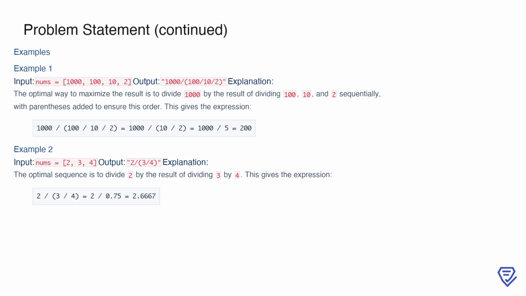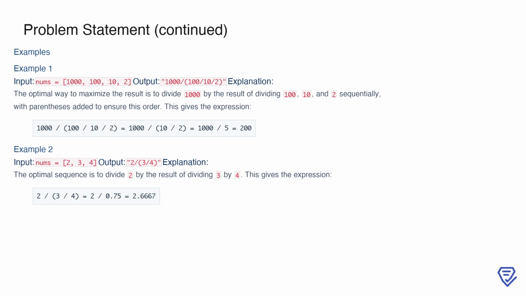In the first example, the input array is 1000, 100, 10, 2. The output is the expression 1000/(100/10/2). By grouping the numbers in this way, we ensure that the result is maximized. The calculation works as follows. First, divide 100 by 10, which gives 10. Then divide 10 by 2, which gives 5. Finally, divide 1000 by 5, resulting in 200. This is the highest possible value we can achieve through optimal grouping.